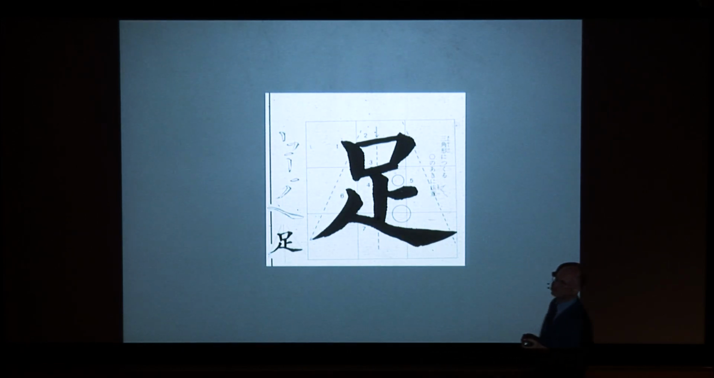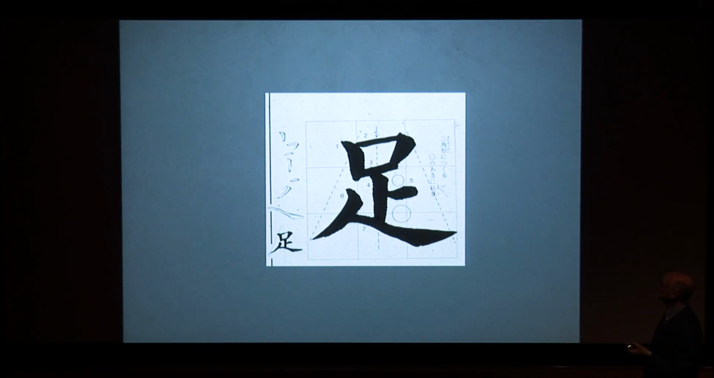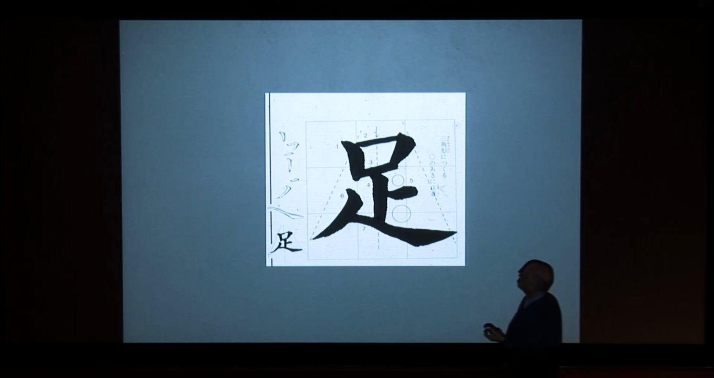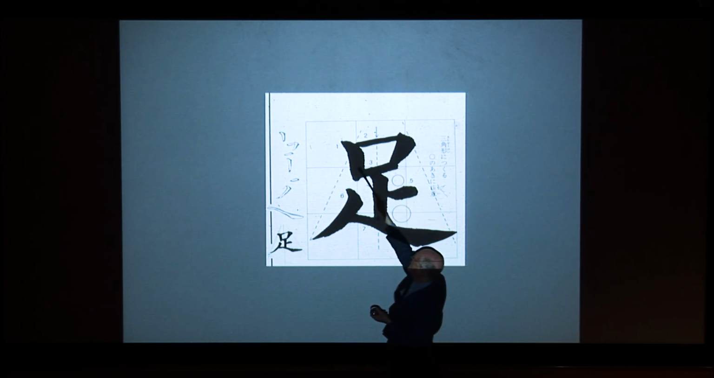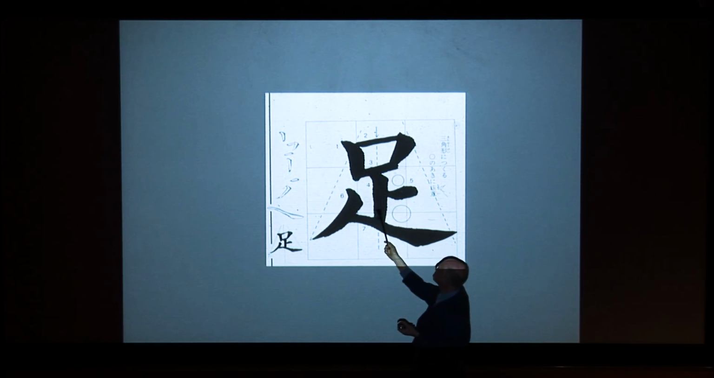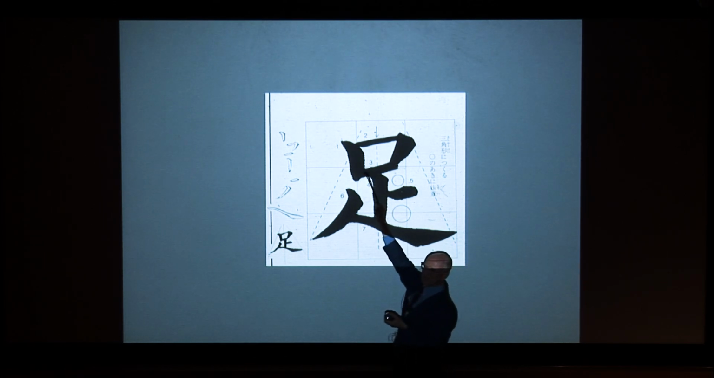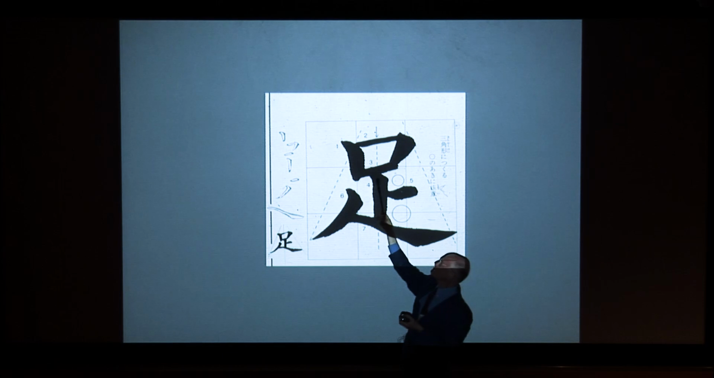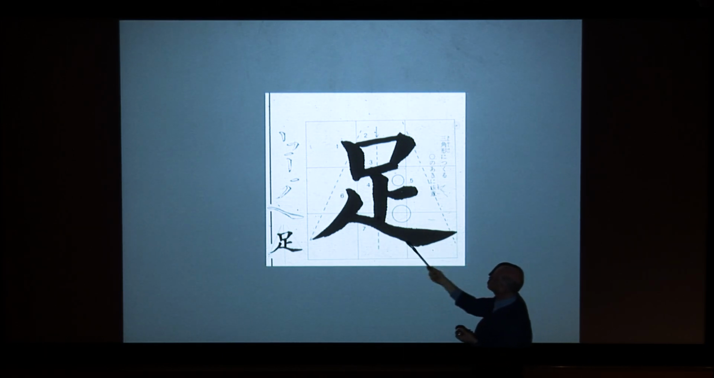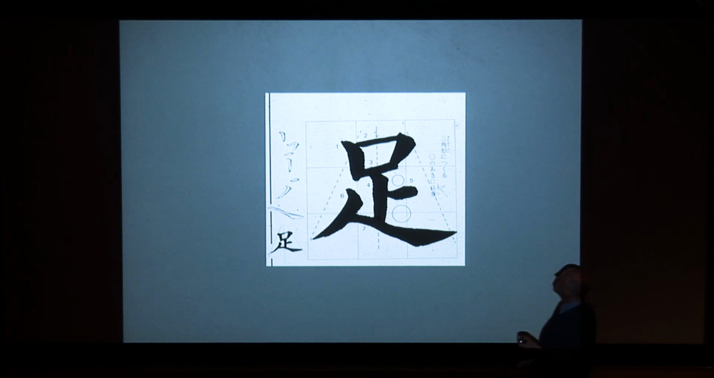This is a hard character to write. It's zu, which means to walk, or it can mean foot. And it's all about balancing this box on top of the character, of this stroke. It's shifted a little bit to this side. If it was right in the center, it would look kind of boring. This has to be just the right length to support everything that's above.